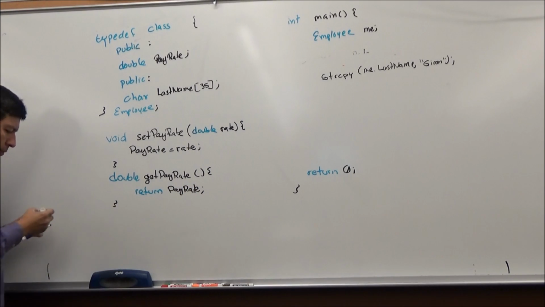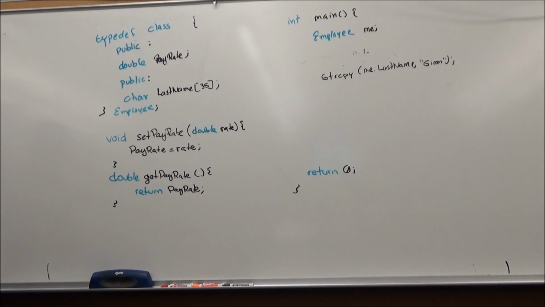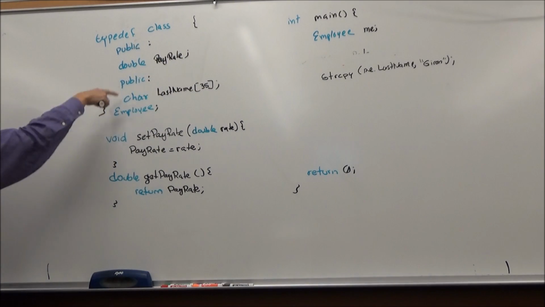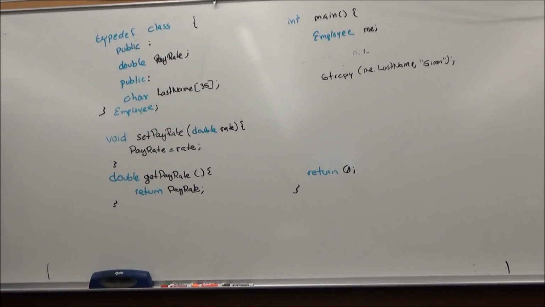The problem is, I'm going to get an error right now. It's going to say pay rate doesn't exist. Oh, was it in the class or the struct over there? Well, it's inside these curly brackets, right? So it can't be used outside the curly brackets.